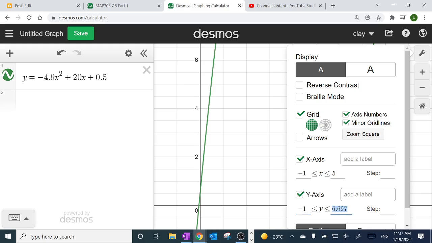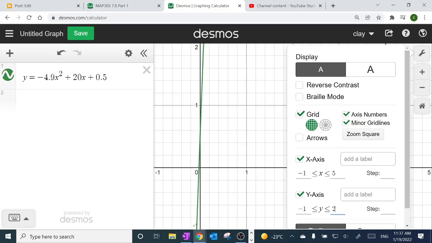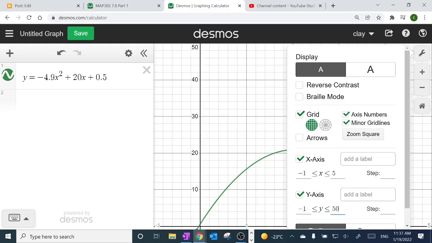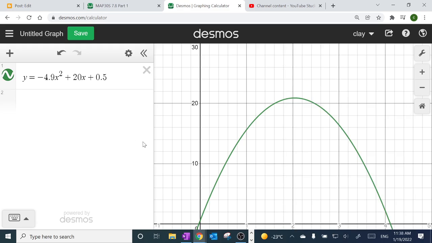But how high do I have to go? Maybe, let's try 10. Is 10 high enough? Not quite. 20? Closer. 50? Too much. 30? 35? 30 is fine. 25 would have been fine, but there we go. We got it. All I care about is, do I have my entire parabola, including the x and y intercepts on the screen?